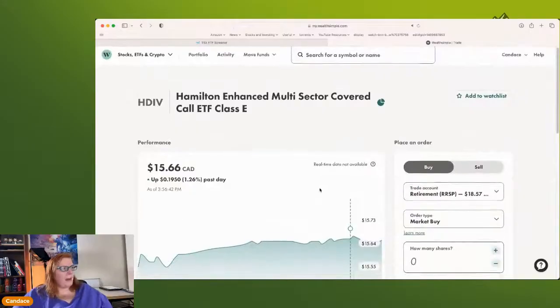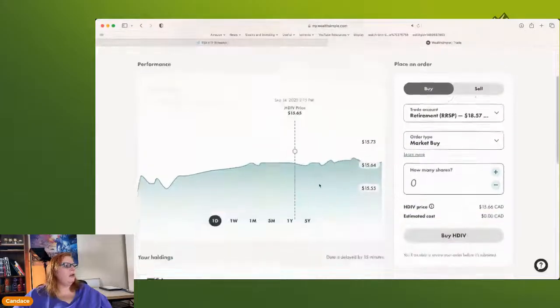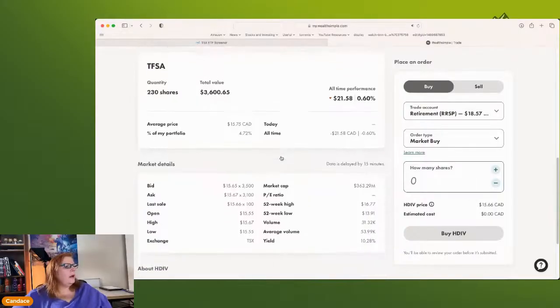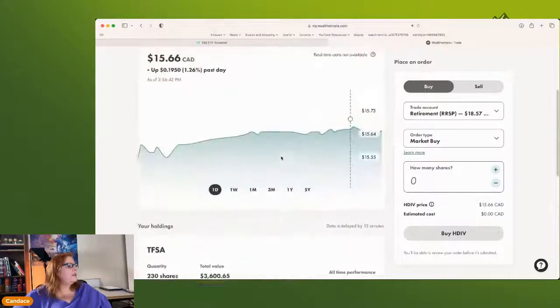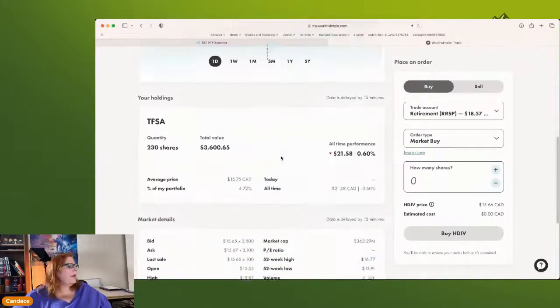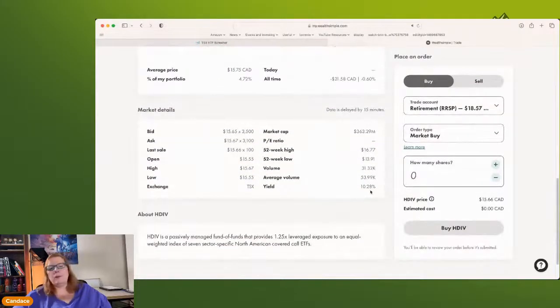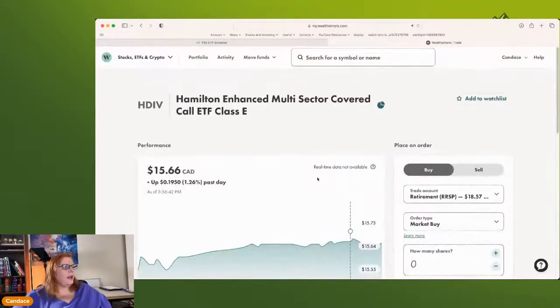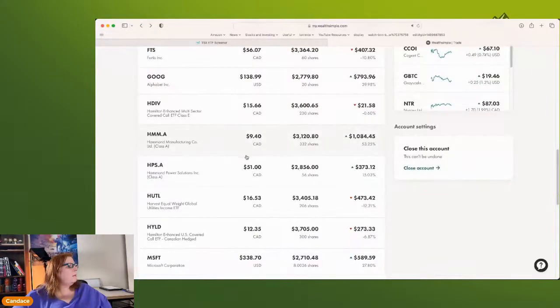So HDIV is the Hamilton Enhanced Multi-Sector Covered Call ETF. So I do like them as well. I'm not actually down that far, only down like 0.60%. I got in at 15.75, so I got in pretty good on this one. It does have a half decent dividend. What the heck is its yield? So 10.28%. So not that bad. It's a good little dividend. I get a nice monthly amount from that one every single month. So that one's not bad.